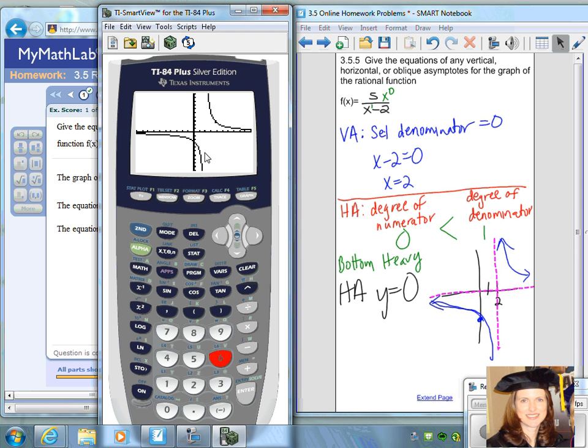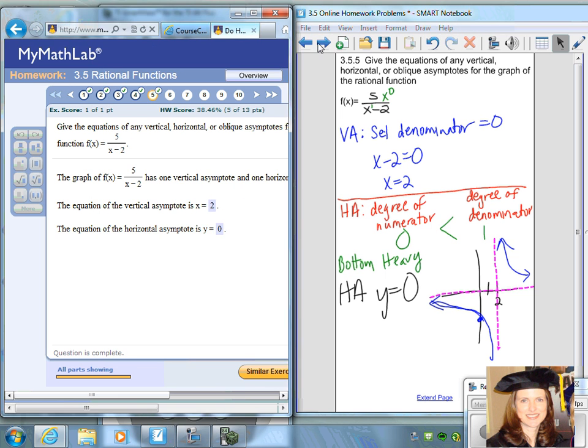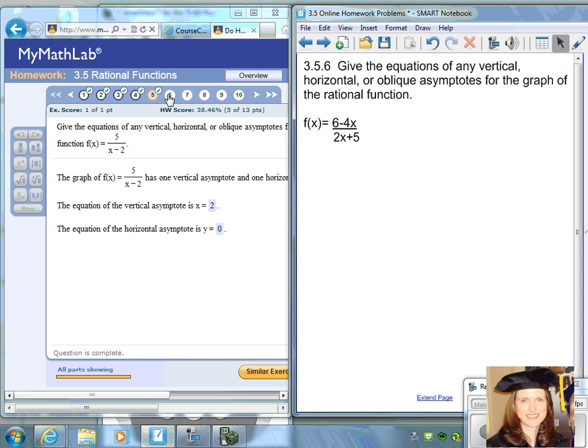You can see it has a vertical break in the graph right there at +2. That's where your vertical asymptote is, at x equals +2. You can also see that the graph flattens out as you go to -infinity, and as you go to +infinity, the graph gets closer to the x-axis. And that's your horizontal asymptote at y equals 0. Let's move on to number 6.